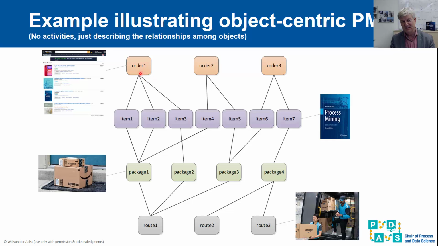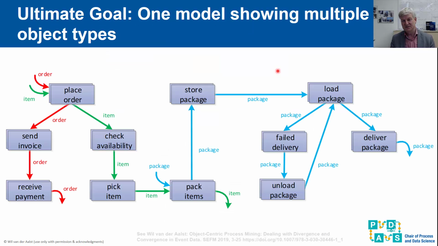Here I have an abstract order 1 that consists of 3 items. And 2 items of order 1 end up in package 1, but package 1 also contains an item from order 2. So what we see is order 2 has things in package 1 and package 2. Order 2 has things in package 1 and package 3. Also package 3 has again items from 2 different orders, so in this example order 2 and order 3. So here you can see the complexity of things.